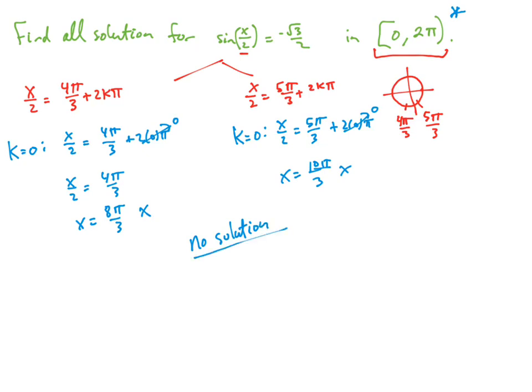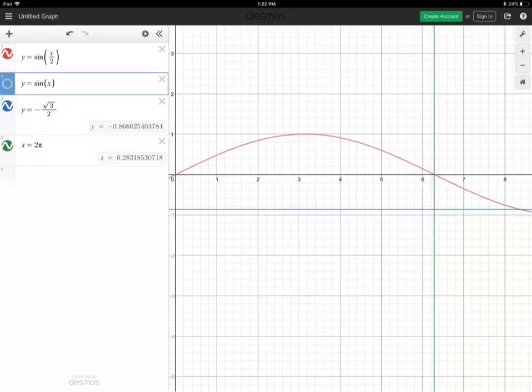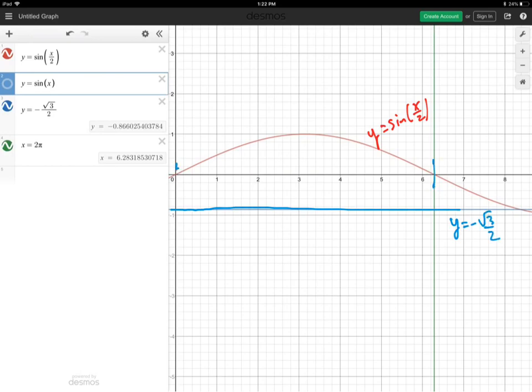And actually, let's look at the graph of this one too to see a visual of this. Okay, so once again, the red curve is y equals sine of x over 2, and the blue line here is y equals negative square root 3 over 2. Then 2 pi is here and 0. So what we see is that in that interval, the sine curve does not hit y equals negative square root 3 over 2.